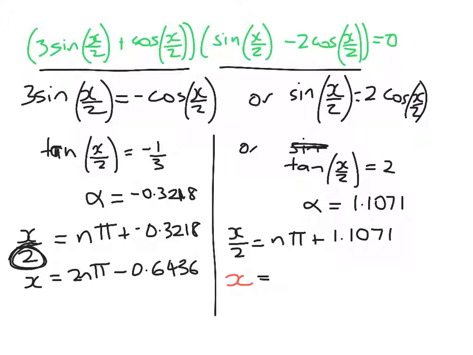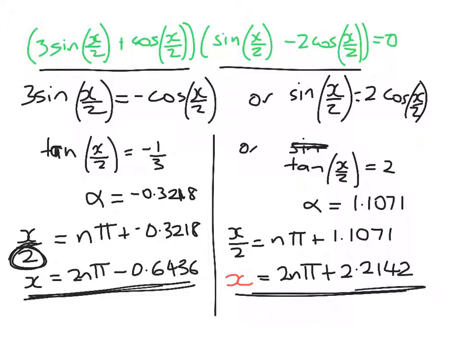But we want to have the solution for x. So it's going to be x equals 2n pi plus 2 times alpha, so 2.2, what's that going to be? I'm trying to do that in my head. 2, let's just call it 214, whatever. Probably 2.2142. I'm sure you'll tell me if that's not right. So there we go. So they're the full set of solutions to that very unpleasant disguised quadratic.